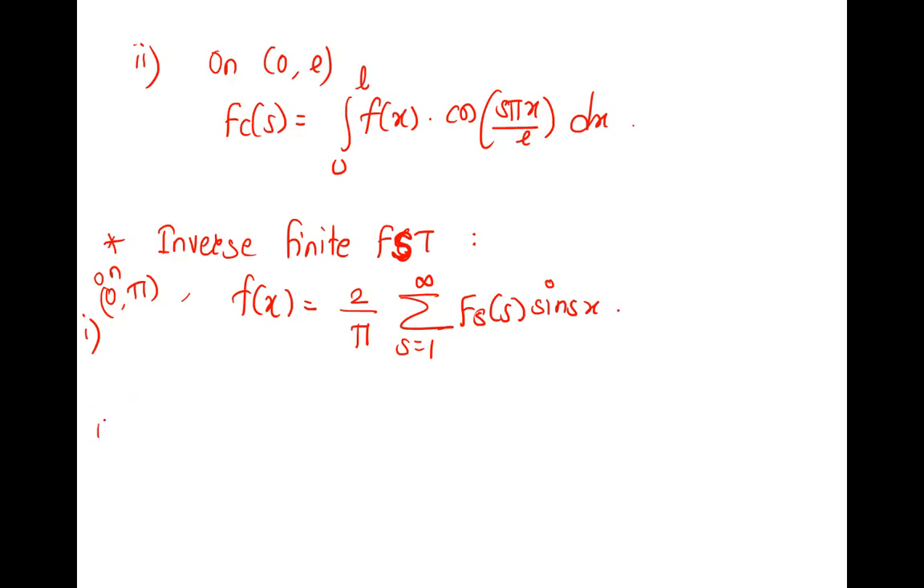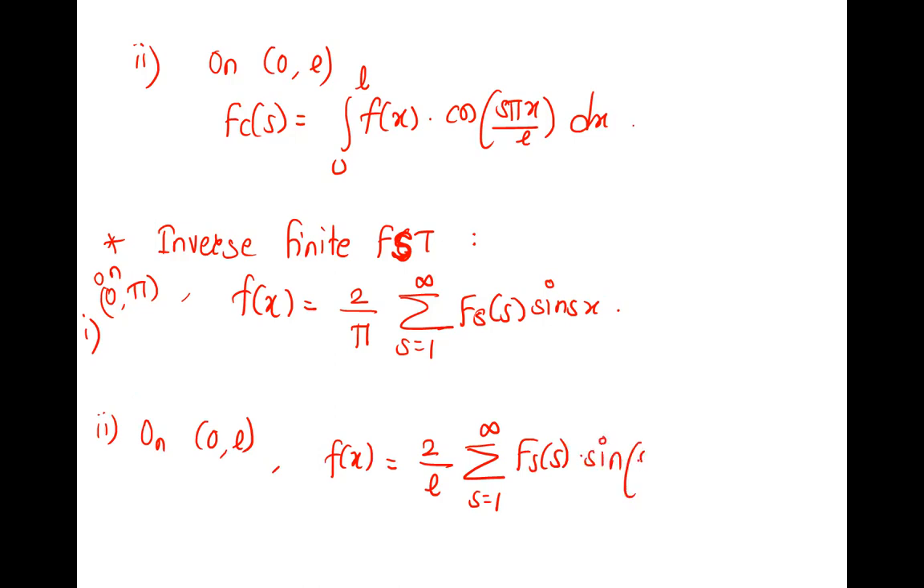And second, on 0 to L, it is never asked, so you can just note it, but no need to remember. It is never asked. So finite type is never asked. Sometimes I am writing the definition, you should just note them. So 2 by L, s is 1 to infinity, fss. What will be the change here? Sine s pi x upon L. Right, the angle will change on 0 to L. Okay, right.